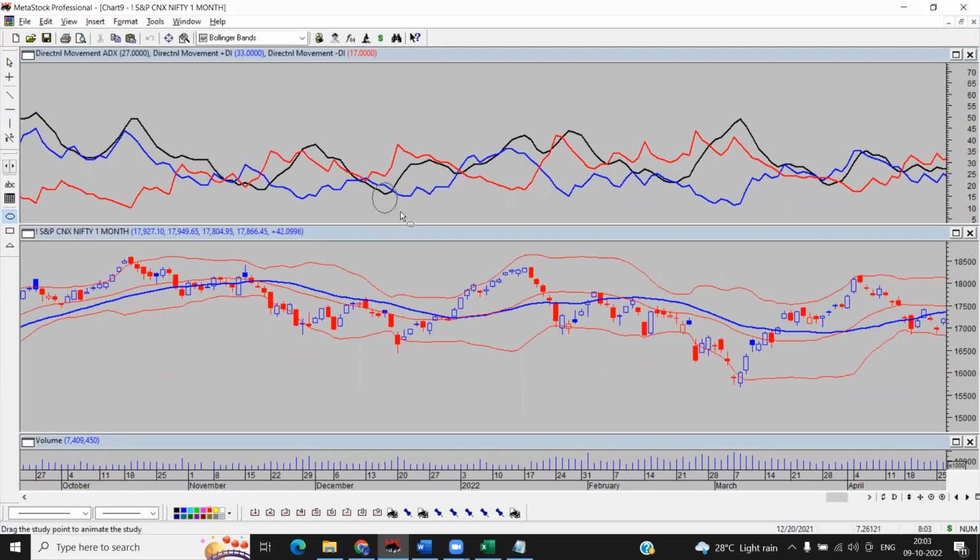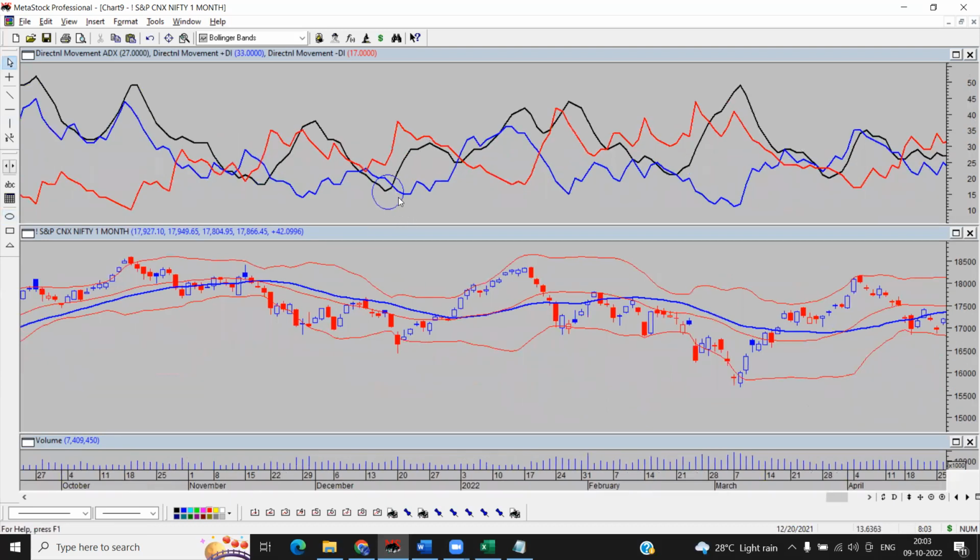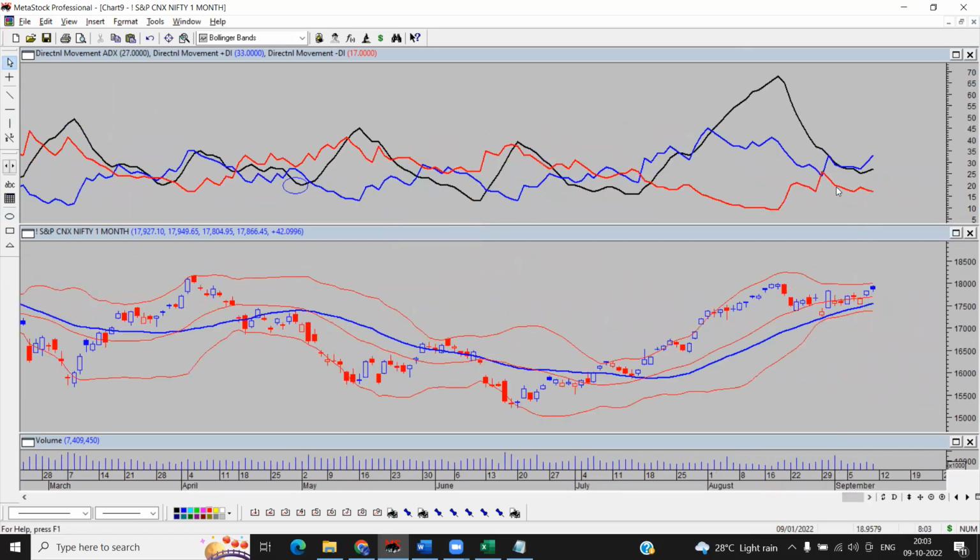This is another U-turn. But the most important aspect is here, the ADX had made a U-turn from a much lower level. If ADX is making a U-turn from the 25 level, this gives quite a good probability that we may have a very fast and short upside move. Am I clear? This is one point.